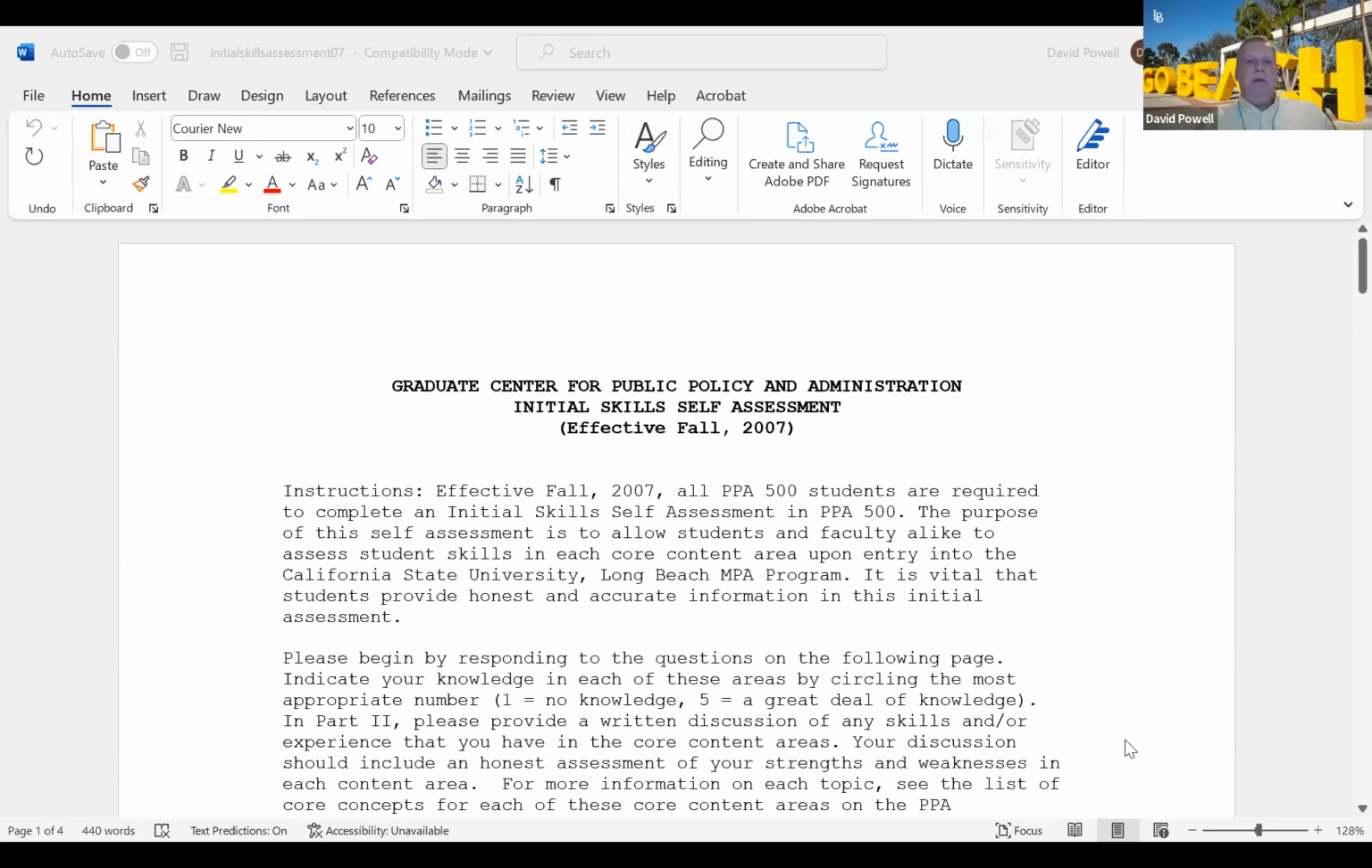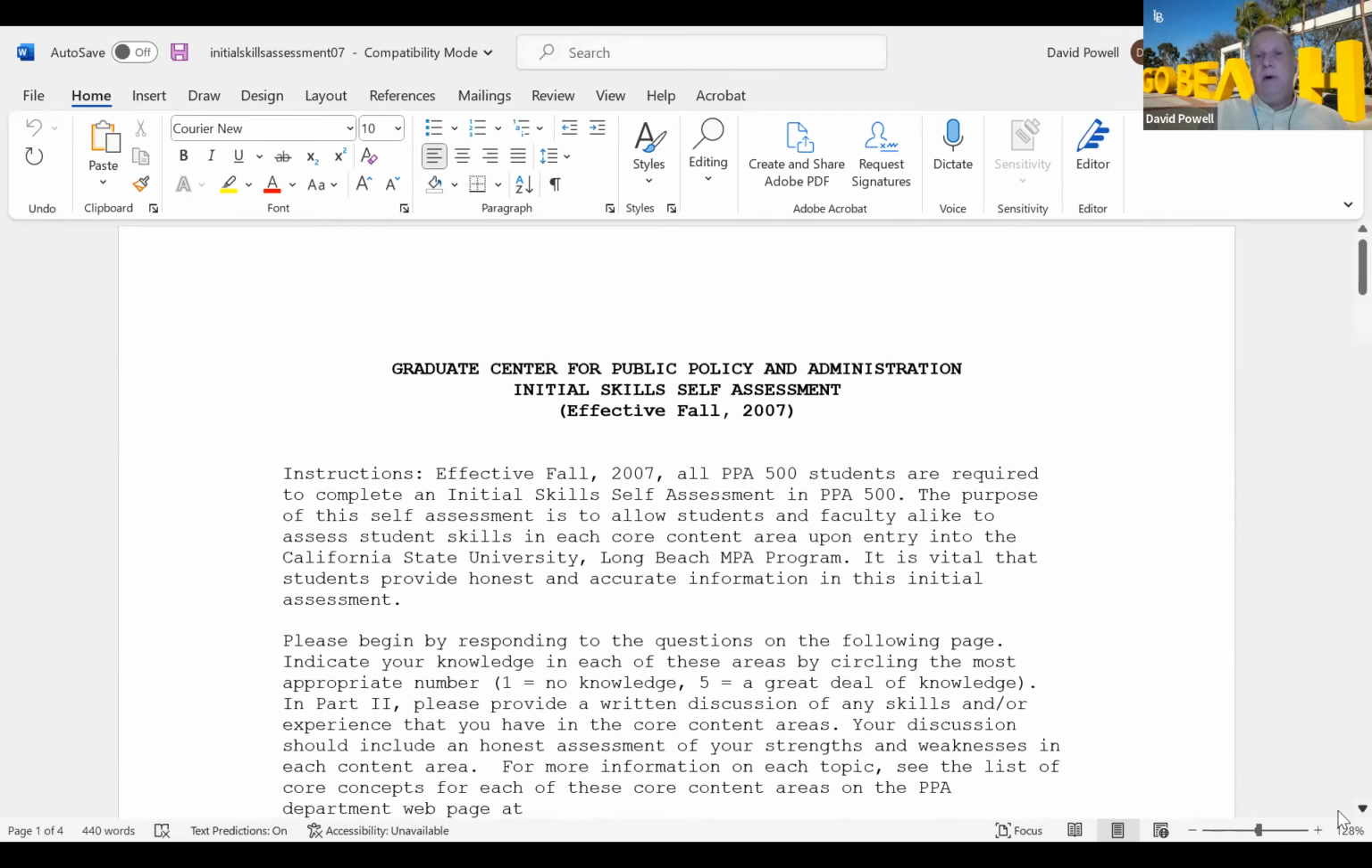So, okay, you should be able to see it, initial skills self-assessment. If you can't see it, please let me know, but this is the initial skills self-assessment. Should be a really quick type of assignment to do. It consists of 3 parts.